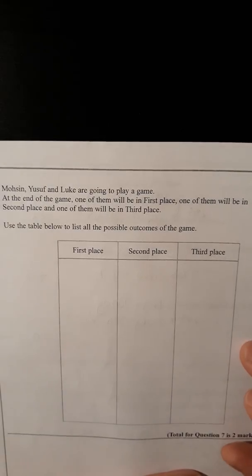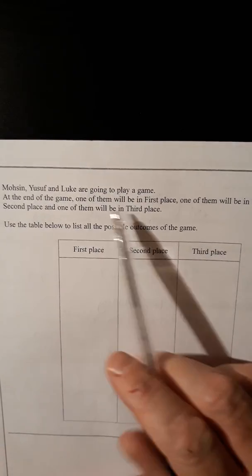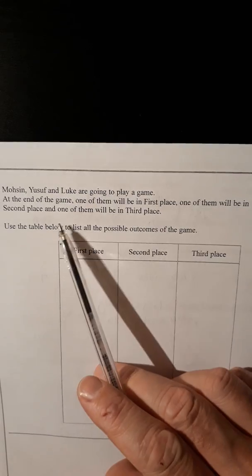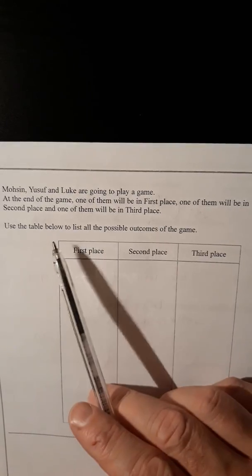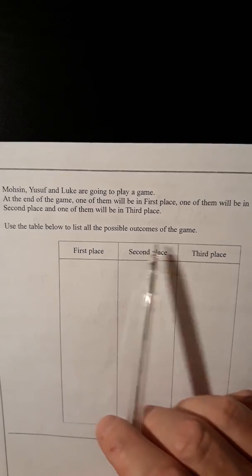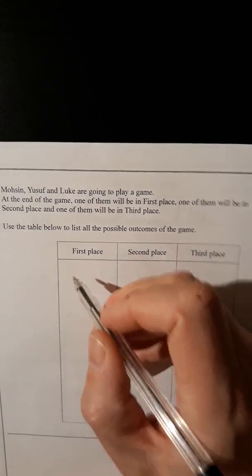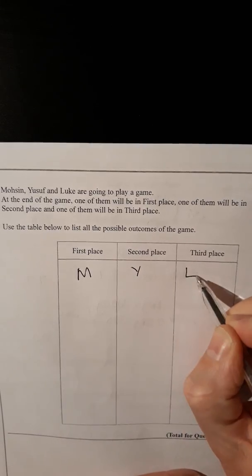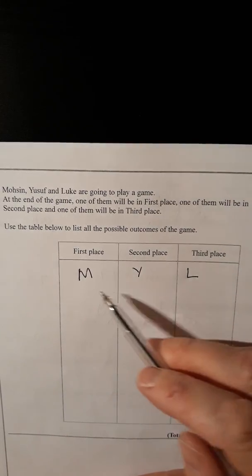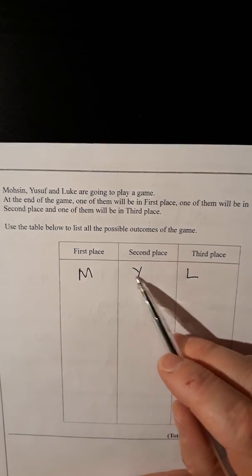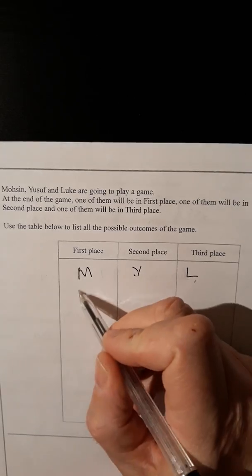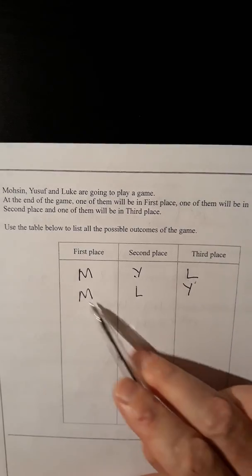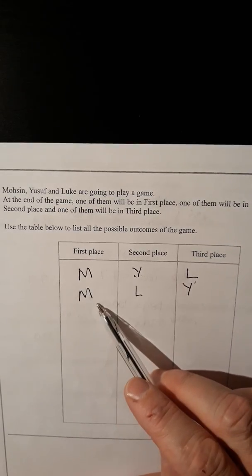Question 7. Mohsin, Yusuf and Luke are going to play a game. At the end of the game, one of them will be in first place, one of them will be in second place, and one of them will be in third place. Use the table below to list all the possible outcomes of the game. Well, we could have M, if I use the letters, Y and L, with Mohsin winning first. But if Mohsin wins first, it's possible these two could be the other way around. So we must not forget to swap those around. So those are all the possibilities with Mohsin winning.